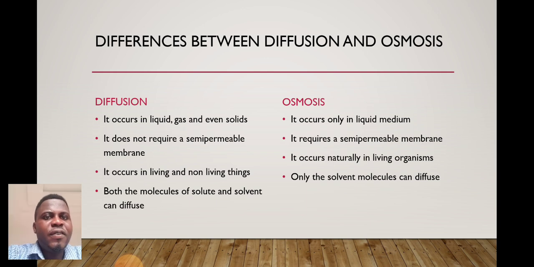The first difference is that diffusion occurs in liquids, gases, and even solids, but osmosis only occurs in a liquid medium. And also, diffusion does not require a semi-permeable membrane, but there must be a semi-permeable membrane for osmosis to take place. And also, diffusion occurs in living and non-living things, but osmosis naturally occurs in living things.